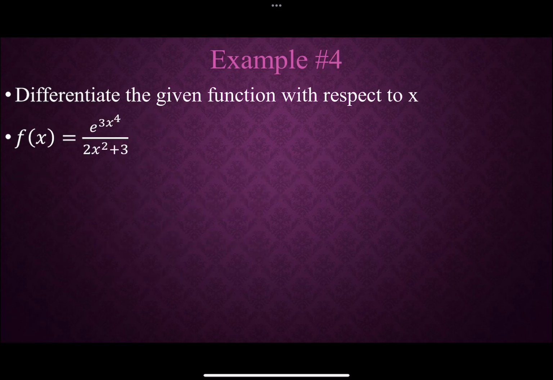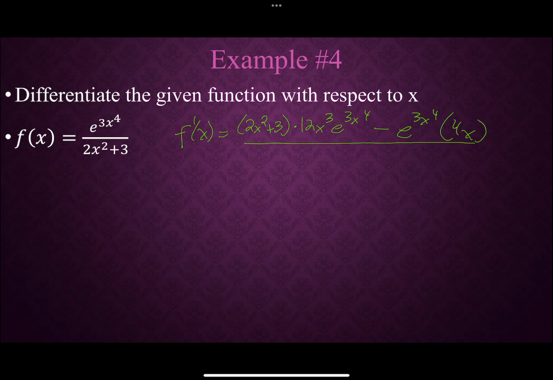Our quotient rule, same kind of process here. We're going to have e to the 3x to the 4th over 2x squared plus 3. So we go ahead and take our derivative. Our quotient rule tells us to do low, 2x squared plus 3, d high, which would be 12x cubed e to the 3x to the 4th, minus high, e to the 3x to the 4th, d low, 4x, all over low squared, which is 2x squared plus 3, and then squared. Sorry, not 12x squared.